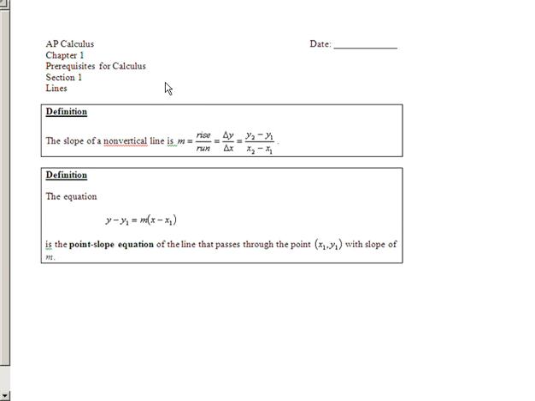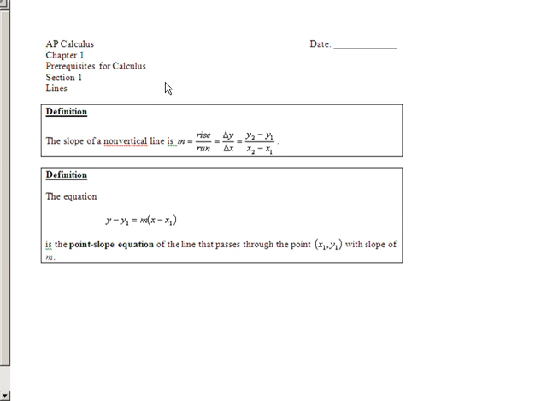First of all, the slope of a non-vertical line. Don't forget that the slope is the rise over the run. It's designated by the letter M. It's the change in y over the change in x. Don't forget you got to rise out of bed before you can run in the morning. So you got to subtract the y's over subtract the x's. Just make sure that you subtract consistently. That's a very important formula that we will use consistently throughout the year in AP Calculus.